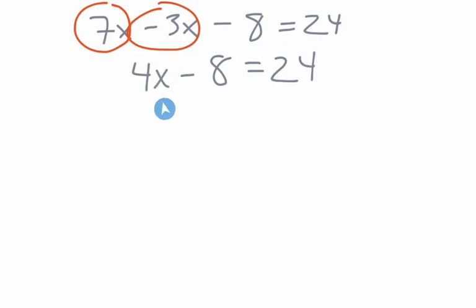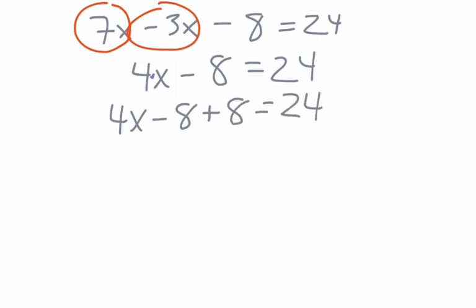Now we want to isolate the variable. So what's happening to the variable? Well, we are multiplying by 4, and then we are subtracting 8. How do I undo subtraction? I undo it with addition. And so I'm going to add 8 to the left side. If I add 8 to the left side, I also need to add 8 to the right side.